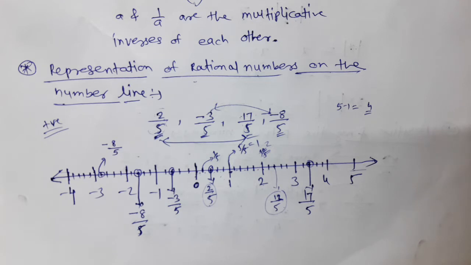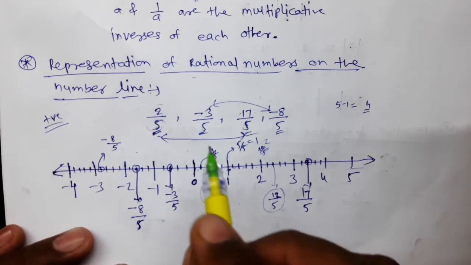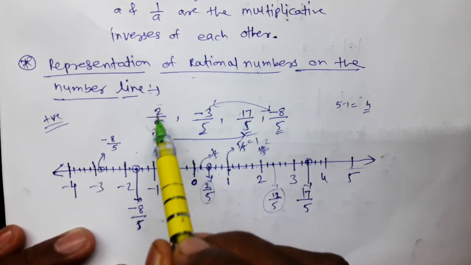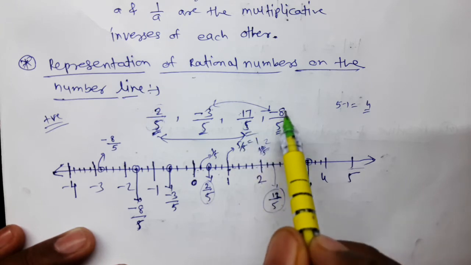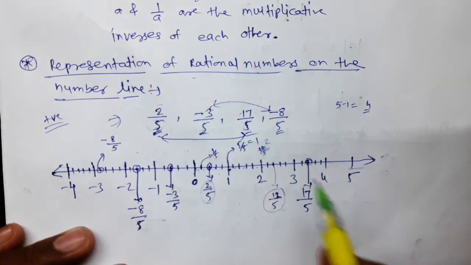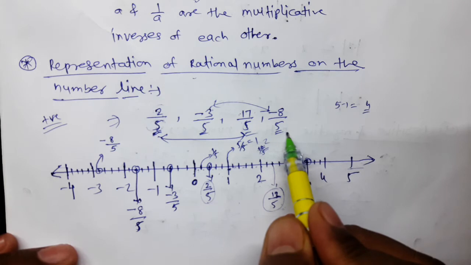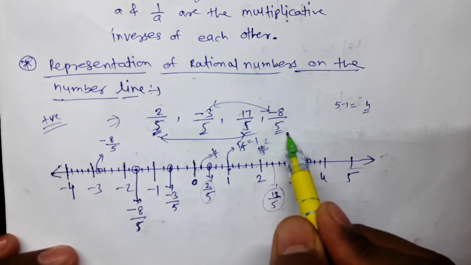On the left-hand side of 0, there are negative rational numbers. So if the rational numbers are like this, 2 by 5, minus 3 upon 5, 17 upon 5, minus 8 by 5, and we have to represent these numbers on the number line, the denominator should be the same for the rational numbers that we can represent on the number line.